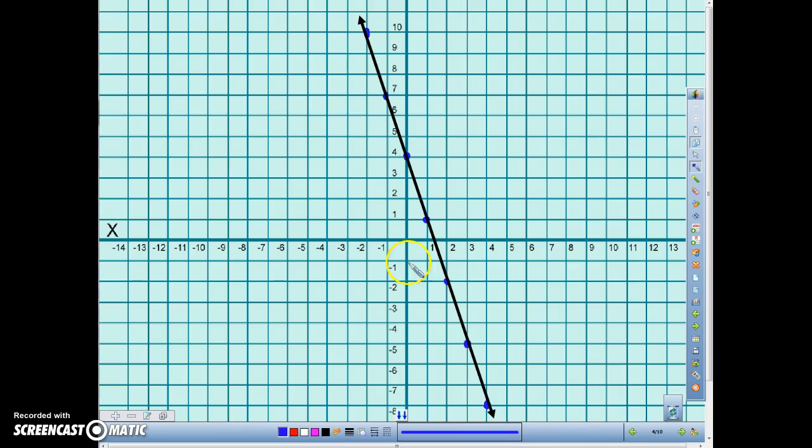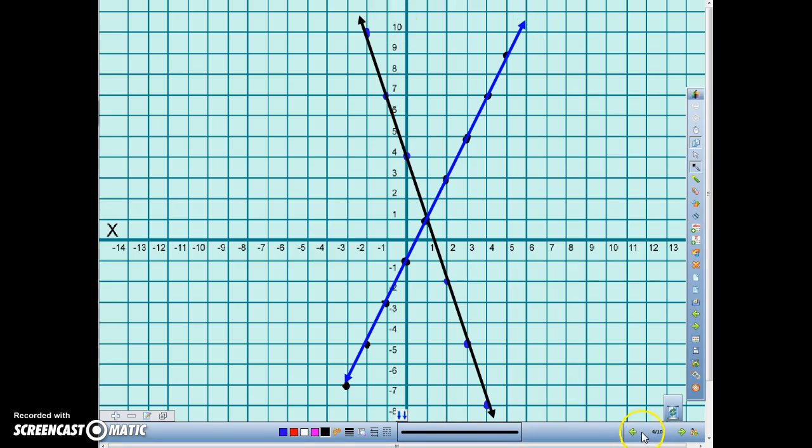On the second line, it crosses at negative 1. We'll do it in black here. It crosses at negative 1 and goes up 2 over 1. We also go down 2 and over 1. Solid line as well. Okay. Now we have to do our test points.